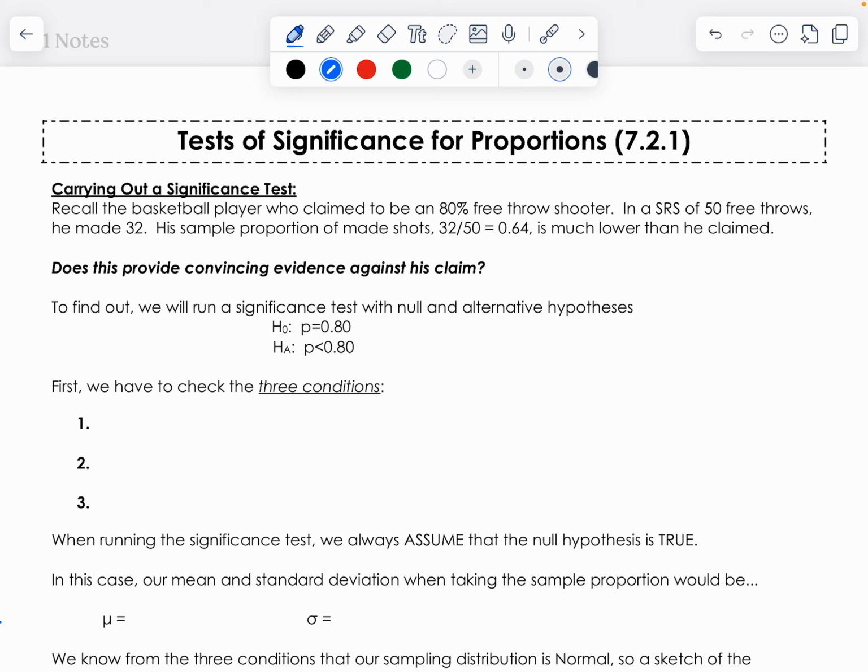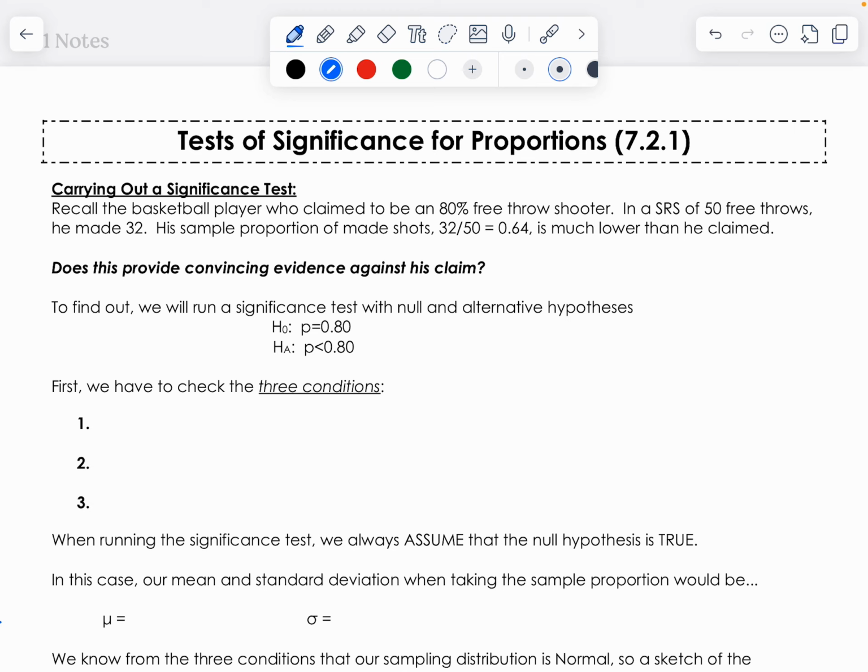So recall yesterday the basketball player who claimed to be an 80% free throw shooter. Remember that in his simple random sample of 50 free throws, he only made 32. And so his sample proportion, his p-hat value, was 0.64, much lower than he claimed. So our job is to check to see if this provides convincing evidence against his claim. Is it statistically significant? So remember, we're using our hypotheses. The null, H0, says that p, our percent, is equal to 0.8. And the alternate says that p is less, right? Our evidence based on our sample is lower than 0.8.